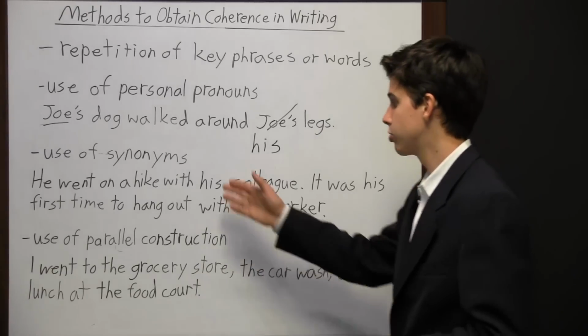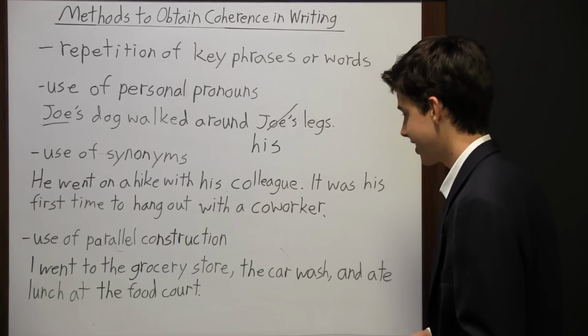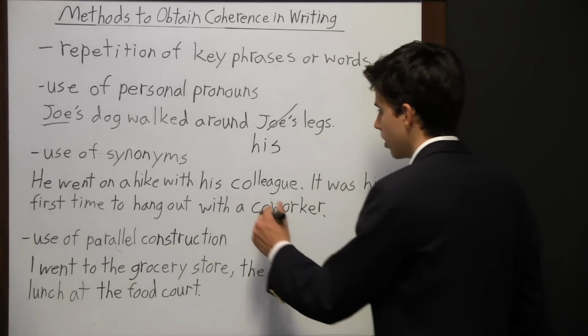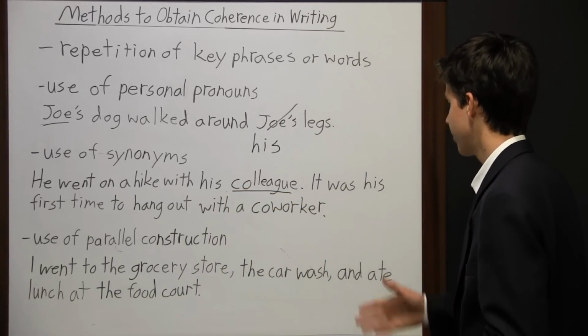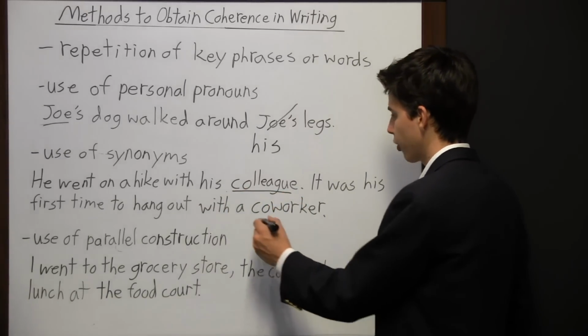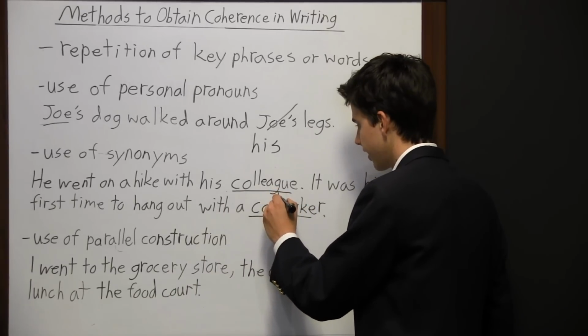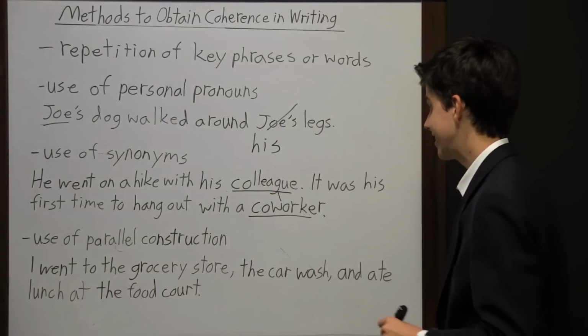A third method is the use of synonyms. So this first sentence says, he went on a hike with his colleague. Now, say you don't know what the word colleague means. Well, you progress to the next sentence and read, it was his first time to hang out with a coworker. So you can easily see that colleague and coworker are indeed synonyms.